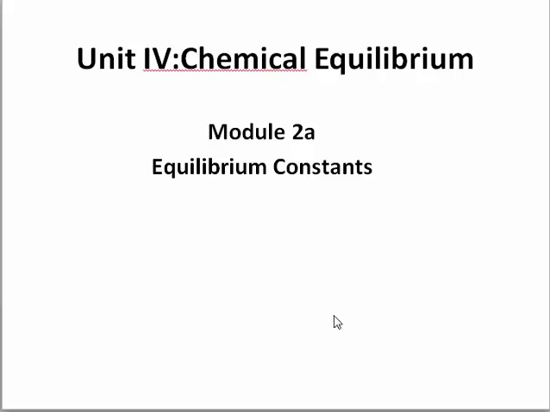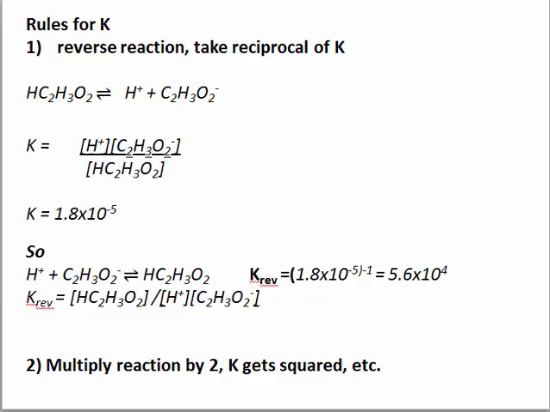This is the lecture for Part A of Module 2 of Unit 4, Chemical Equilibrium. This lecture concerns relationships between equilibrium constants. In this unit, we'll look at several mathematical properties of equilibrium constants.